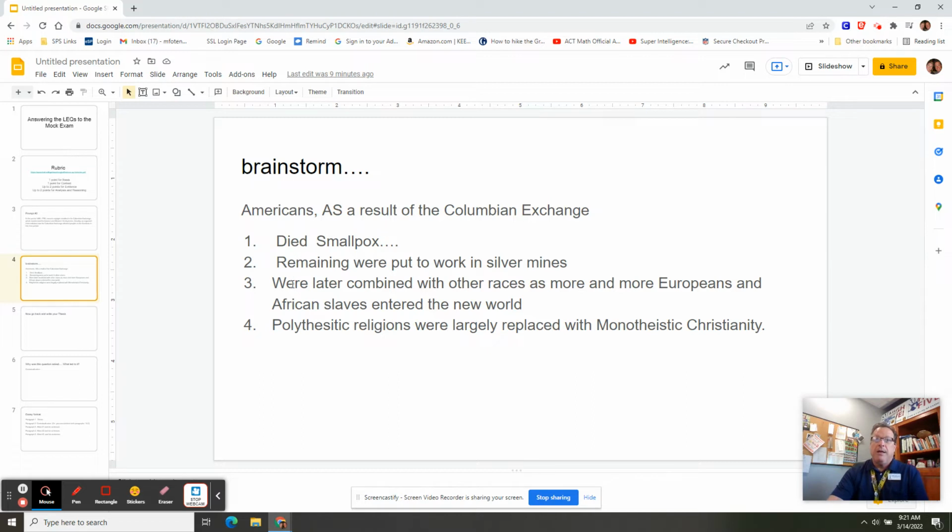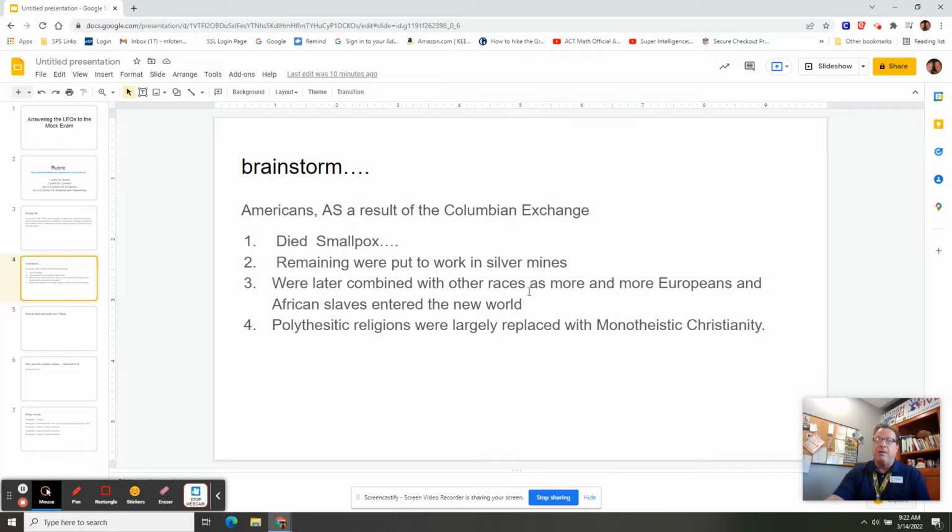Here's a social moment. Number three, they're later combined with other races. Here comes another social moment. This is that amalgam that we're talking about. And if students, I did see the word amalgam here and there, not very much, but a lot of kids, if they did speak about this, they would just talk about the mixing of races, which is true.